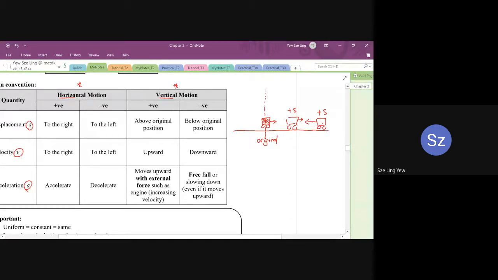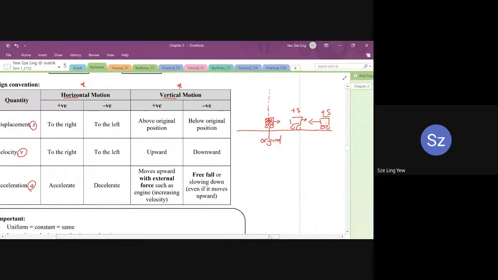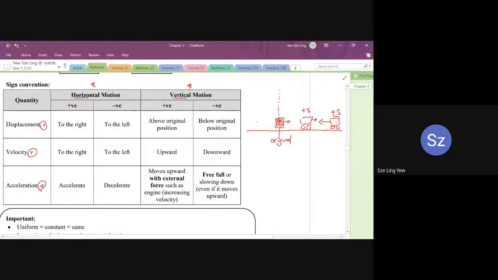So for displacement, you look at the location of the object. If it is on the right-hand side, it doesn't matter whether it is going to the left or going to the right. You are going to use positive S. I have a typo here, it's "on", not "to".